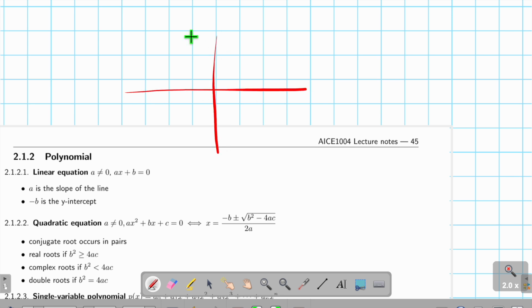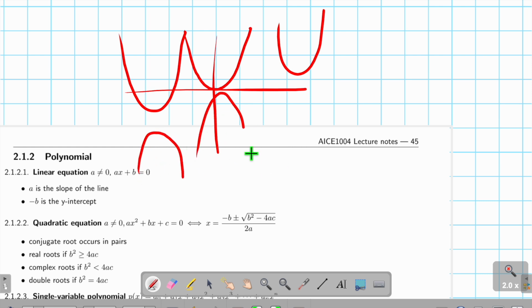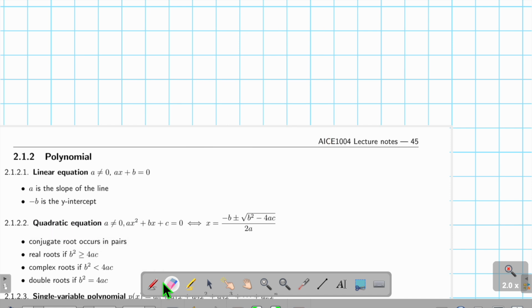You will have something that looks like this. Or you can have something that looks like this, or something that looks like this, okay? Similarly, you can have the negative parts. So these are all quadratic functions. Conjugate roots occur in pairs, so this is the general formula for solving a quadratic function.